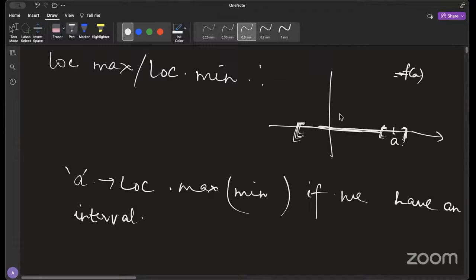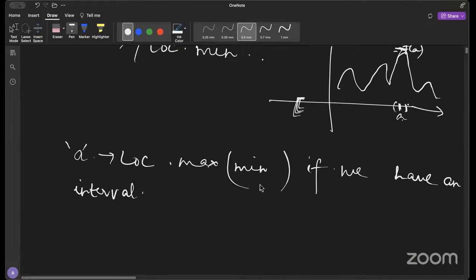Local maxima basically means that in the locality, it should be maximum. In one of its localities, it should be maximum. So you have a locality here. If this is your A point, then in this locality, this point will have maximum value. That's why we call it a local maxima. Similar is the case with local minima.